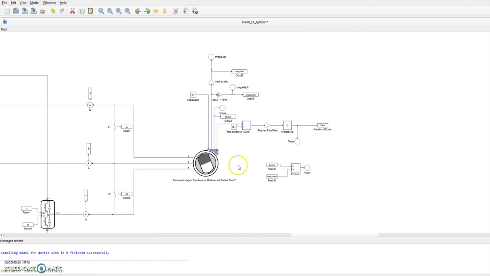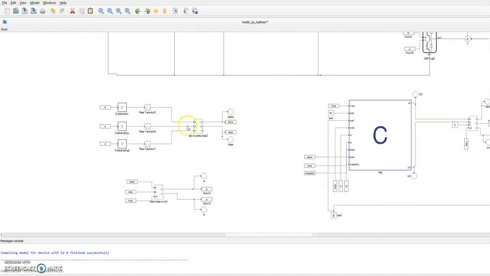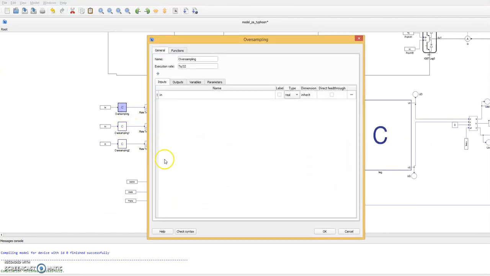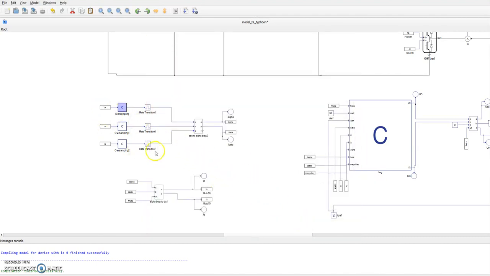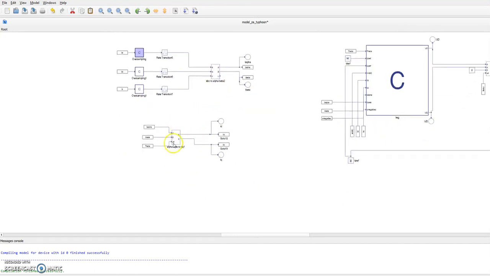The position of the rotor is used for the regulation purposes after some corrections, while the others are just used to be seen on SCADA. We are also measuring the currents in each phase, and after oversampling and some rate transitions, because the oversampling block runs 32 times faster than the regulation blocks, those currents are going to the ABC to alpha beta block and to alpha beta to direct quadrature block.